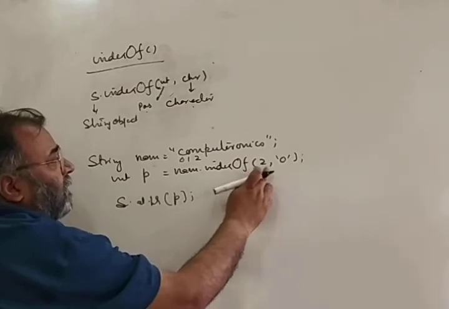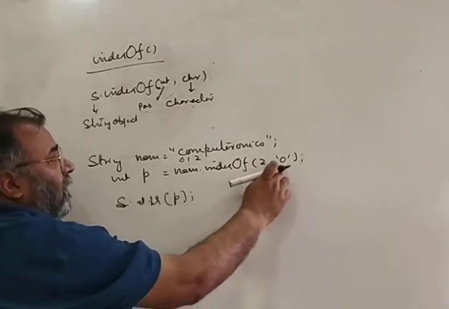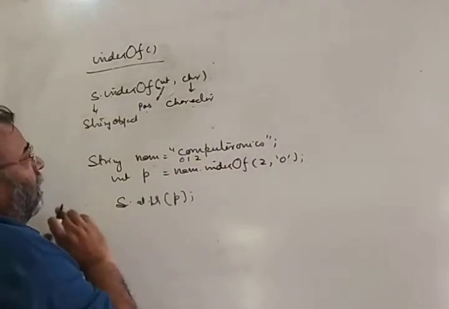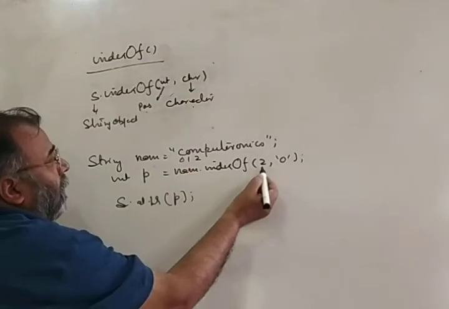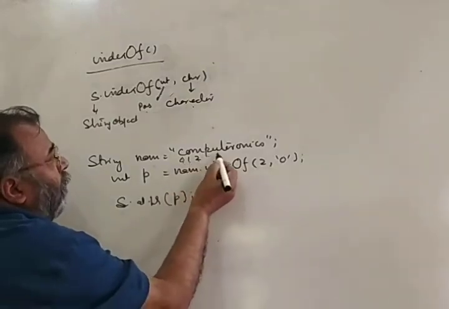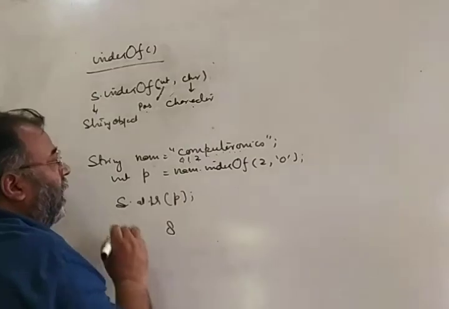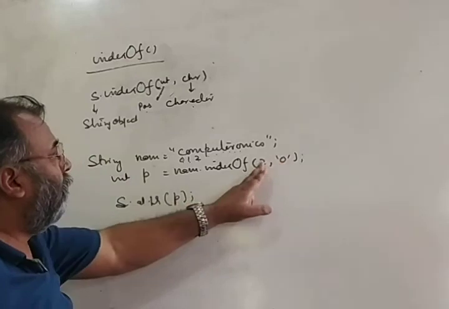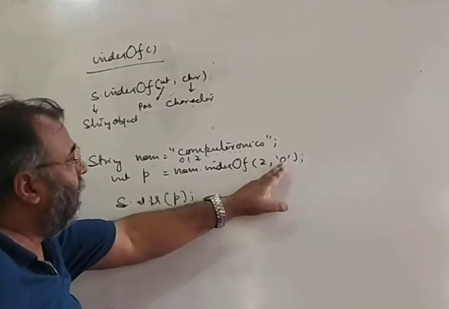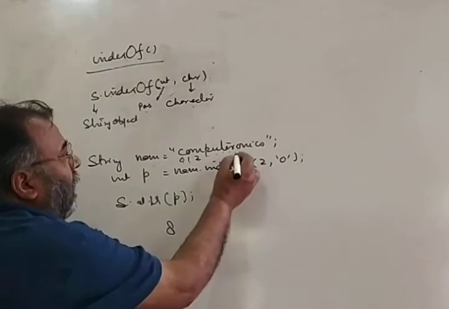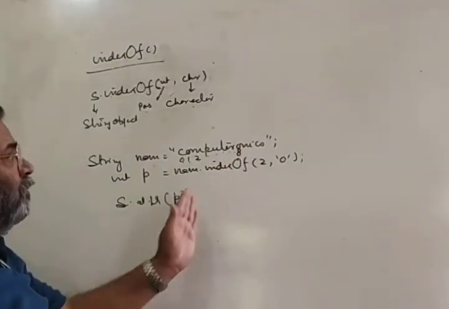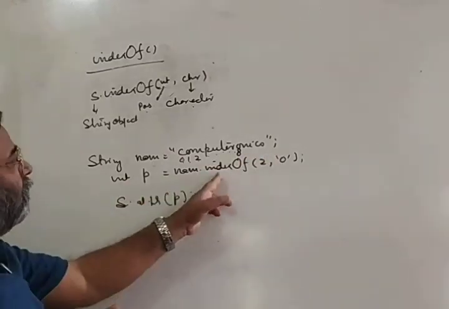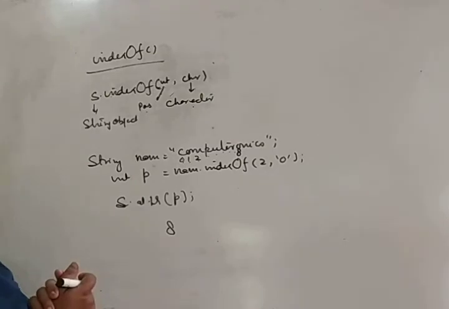Now what will it do? It will start searching for the first occurrence of this character from position 2. After 2, counting 0, 1, 2, 3, 4, 5, 6, 7, 8, the answer will be 8. So indexOf will start looking for the character O from position 2, and then it will find it at the 8th position. So this function is used to search for a character from a given position. You can use this second format of indexOf for that.